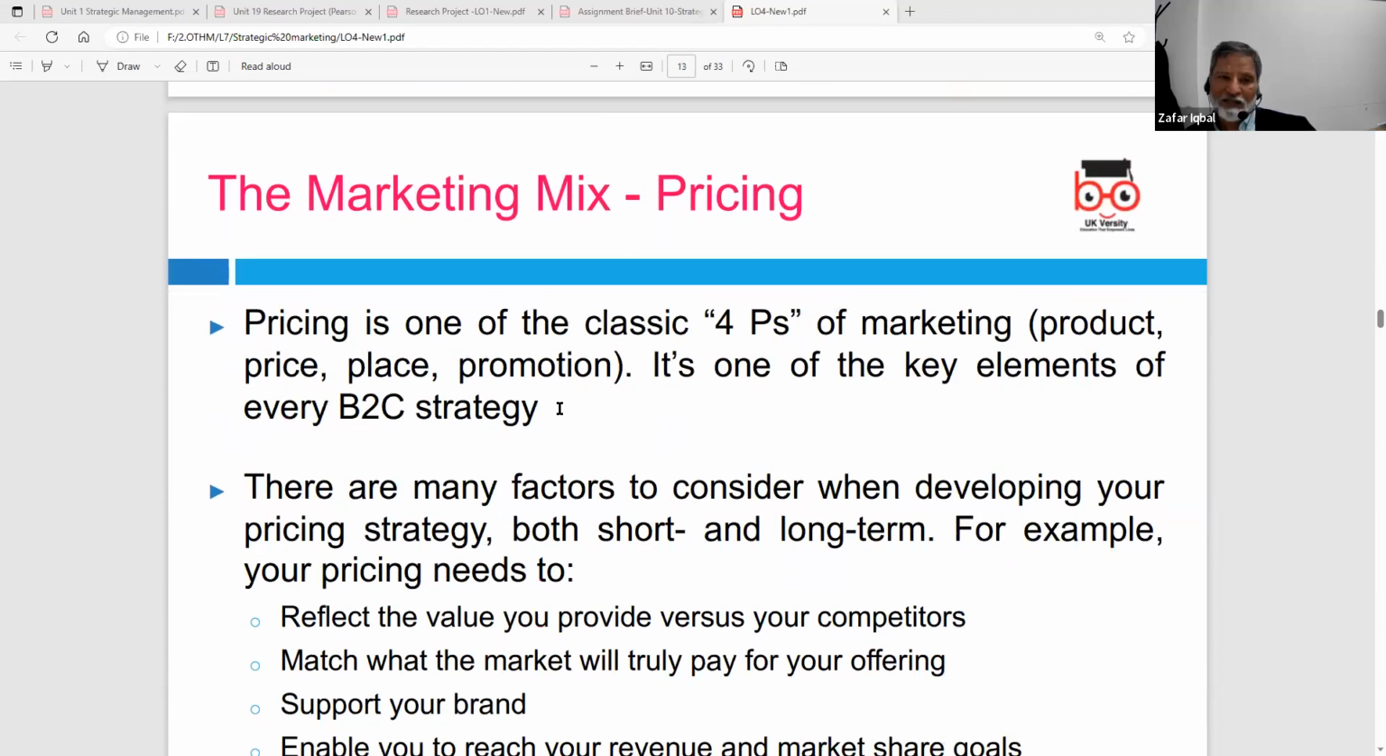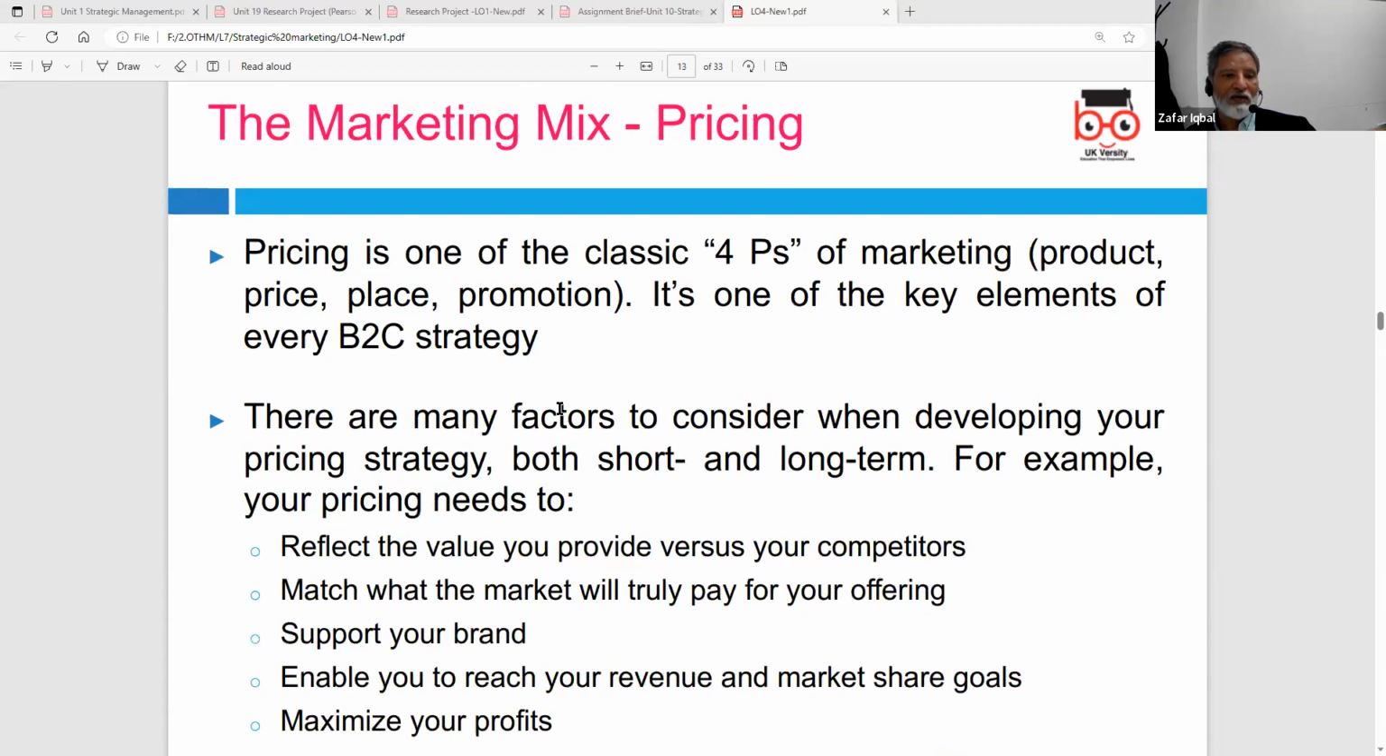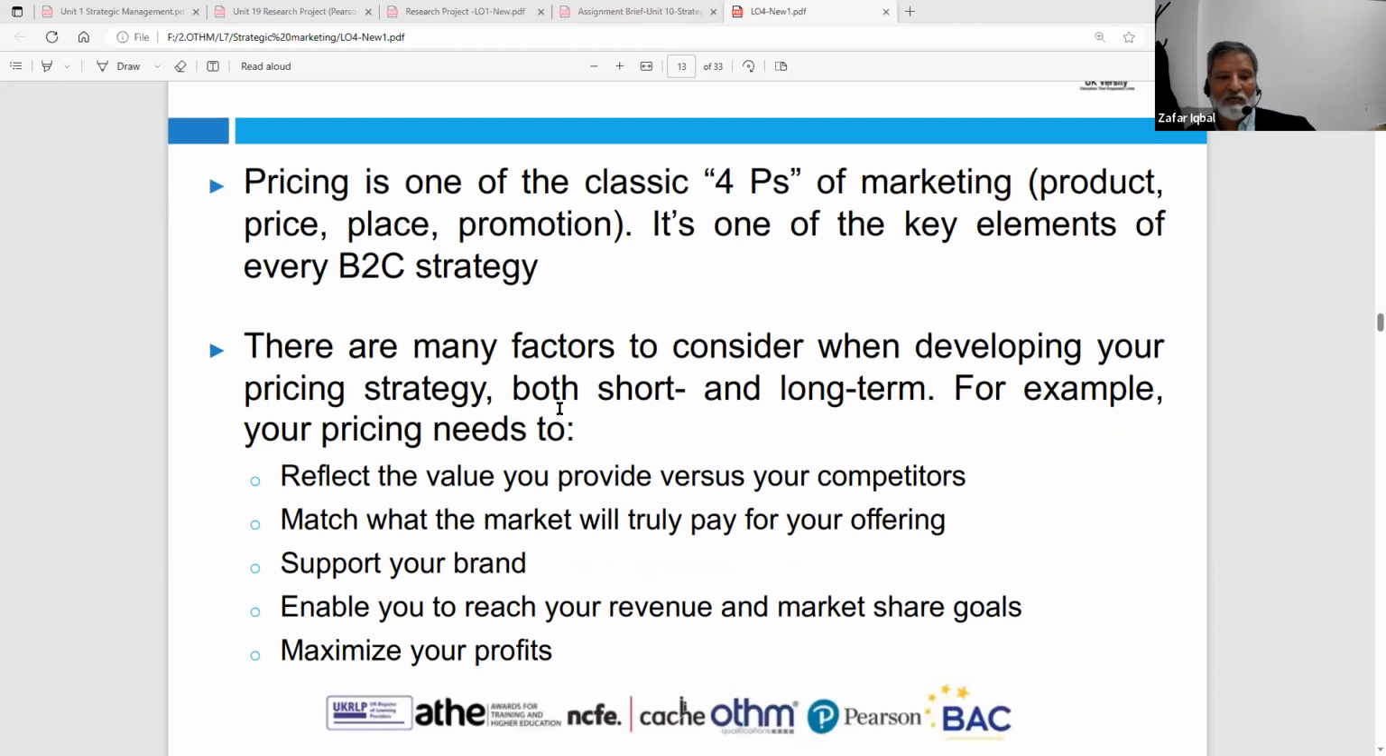Okay. The pricing, for example, in the 4 P's of marketing, is one of the key elements of B2C strategy, which means business to customers. And there are many factors to consider when developing your pricing strategy. What type of pricing strategy are you going to follow? What type of pricing are you going to charge? What type of pricing strategy are you going to adopt, for example? How does the price reflect the value you provide against your competitors, for example?